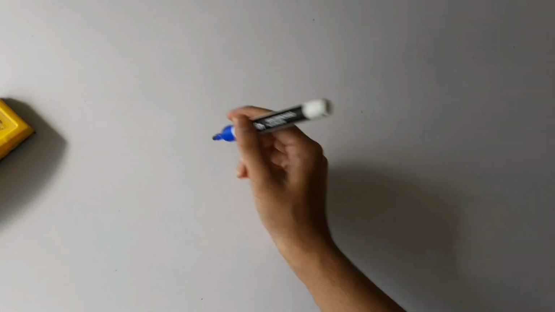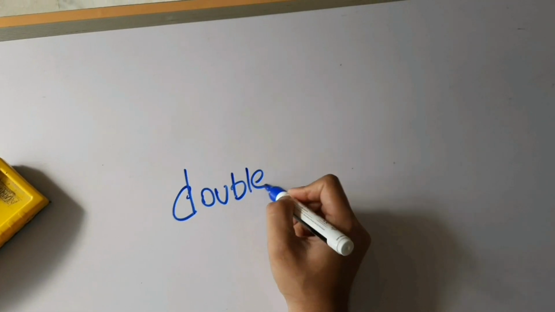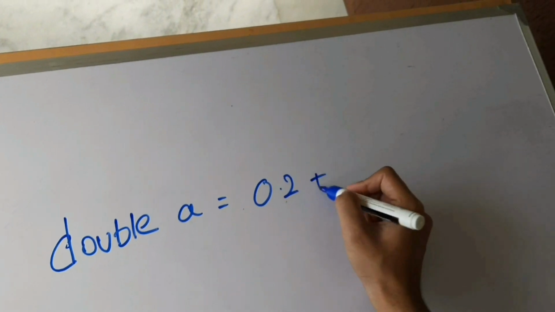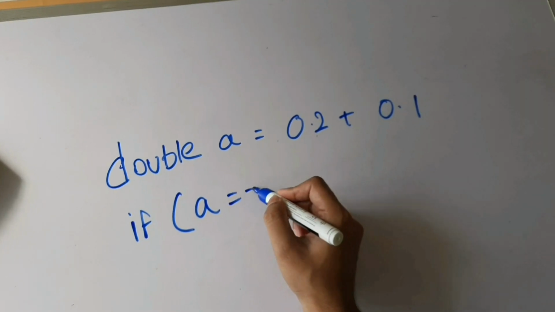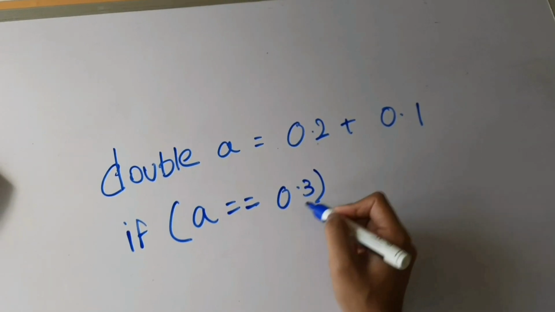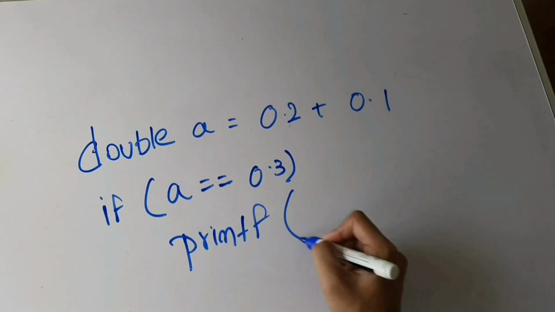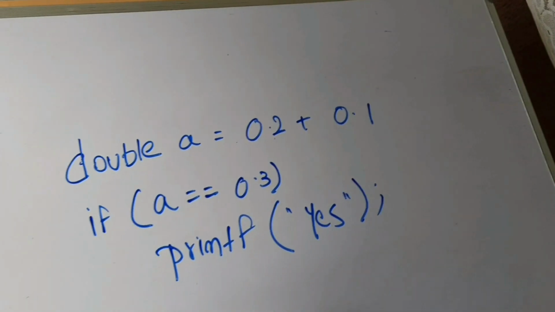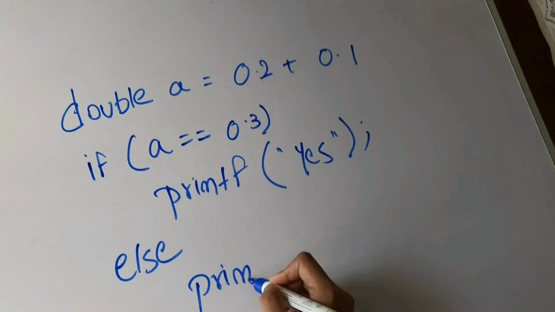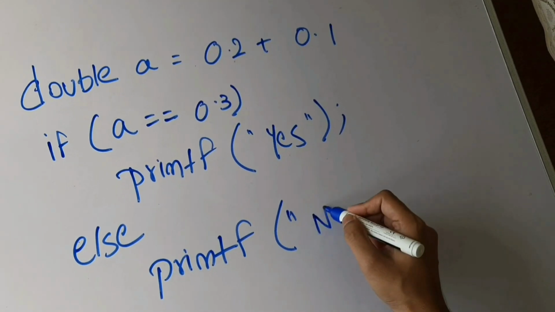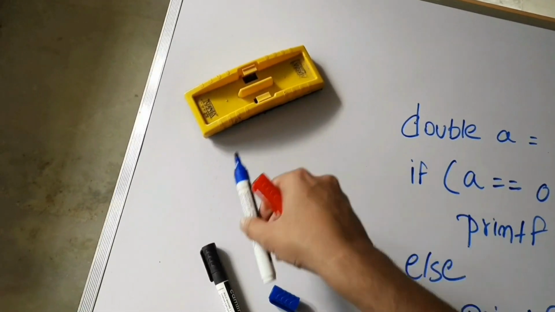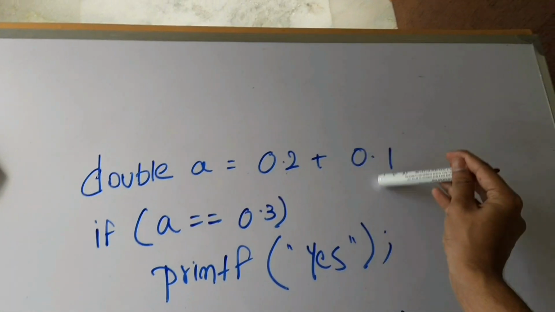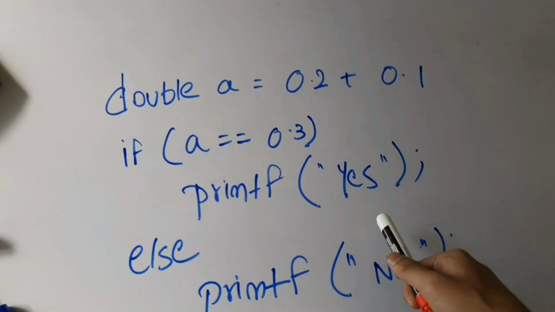The next one is precision error. Let me show you that. So suppose we have a variable double a is equal to 0.2 plus 0.1. And now we are checking if a equals 0.3, then we should print yes, else print no. Guess what this program will print? Most of you will tell it's yes, because obviously 0.2 and 0.1 add up to 0.3.